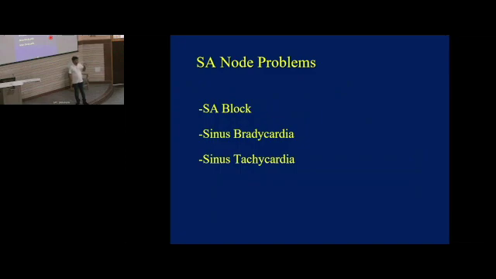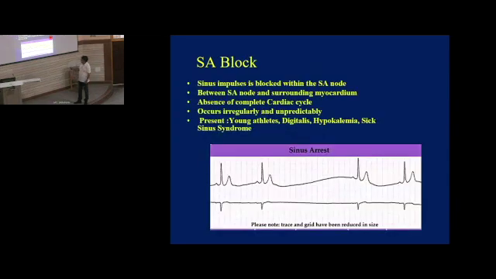As from the name itself, you can guess that there will be some problem in the sinoatrial node itself. What happens is that the sinus impulse is blocked within the SA node. SA node either will not generate the impulse, or if generated, it will not be conducted to the other cells. So there is absence of a complete cardiac cycle, because when SA node does not generate an impulse, or if it generates, the impulse is not conducted anywhere. So naturally there will be no cardiac events. There will be no cardiac cycle, right?